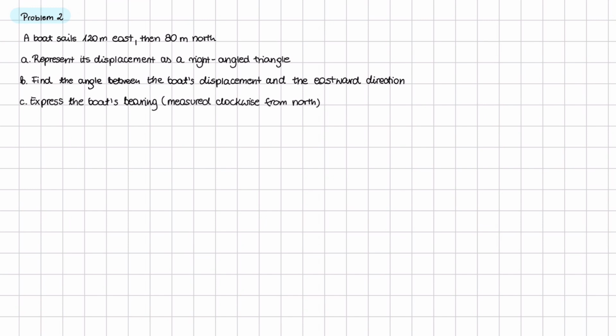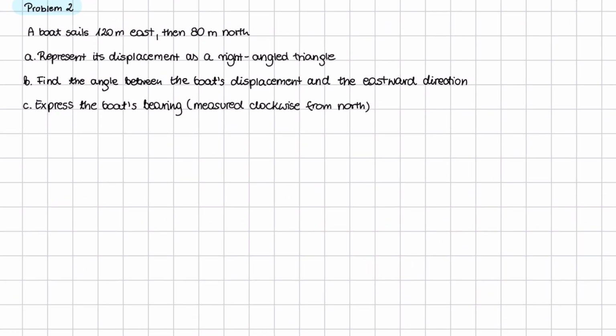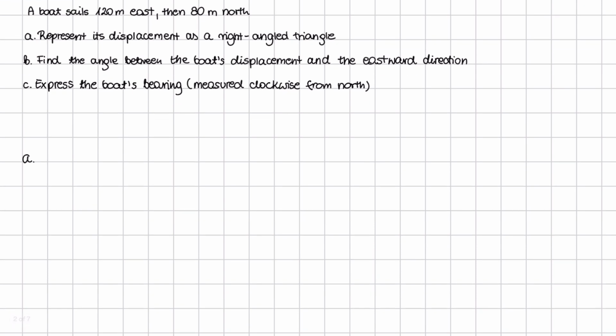Problem 2. A boat sails 120 meters east, then 80 meters north. A, represent its displacement as a right-angled triangle. So we have to draw our path. Firstly, here we have our starting point. The boat sails 120 meters east, like this, and this is 120, and then 80 meters north, a vertical straight line, 80 meters.